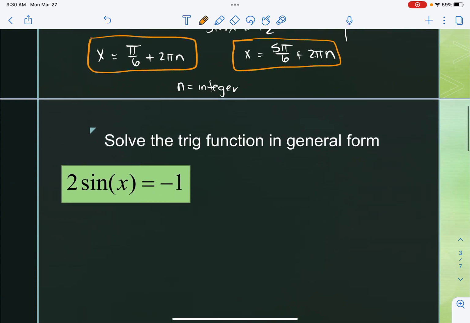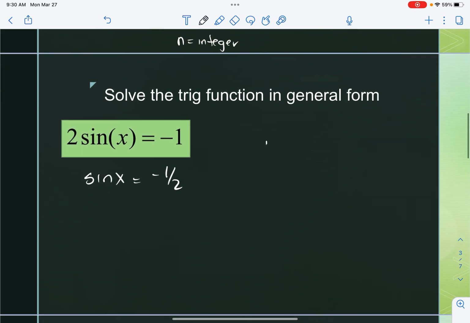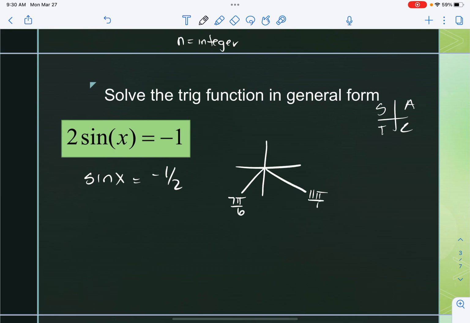Let's look at the next one. In the next one, same thing, we want to isolate the sine x, so this would be a negative 1/2. This time, because it's negative and all students take calculus, that means it lands in quadrant 3 and 4. The family is pi over 6, so this would be 7 pi over 6, and 11 pi over 6.